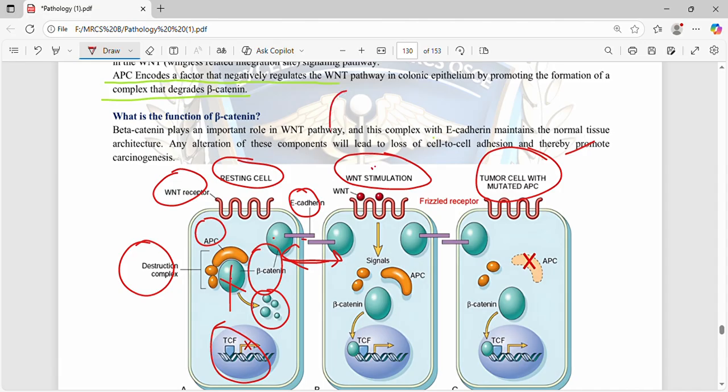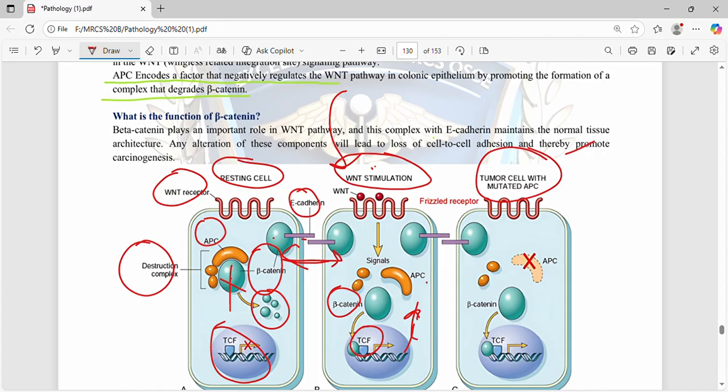So the WNT pathway stimulates the WNT receptor, and it gives a signal to APC and beta-catenin as well. APC, when stimulated by the WNT pathway, releases the beta-catenin to do its function. So beta-catenin stimulates the TCF transcription factor in the nucleus, and the cell will start dividing.